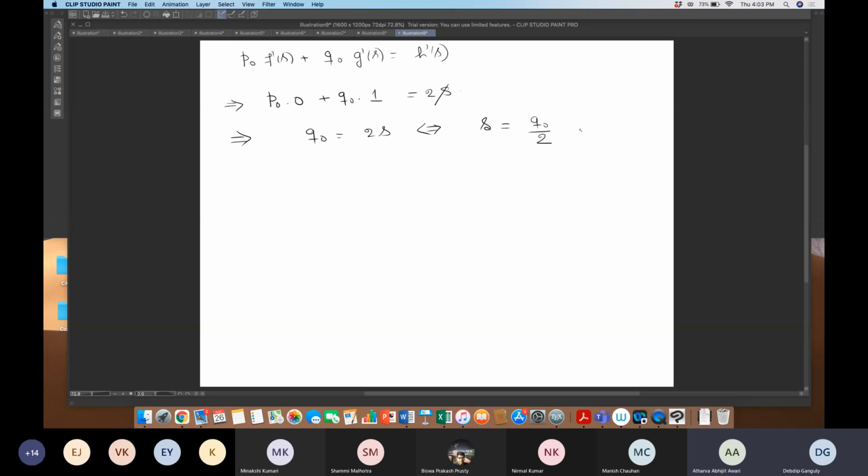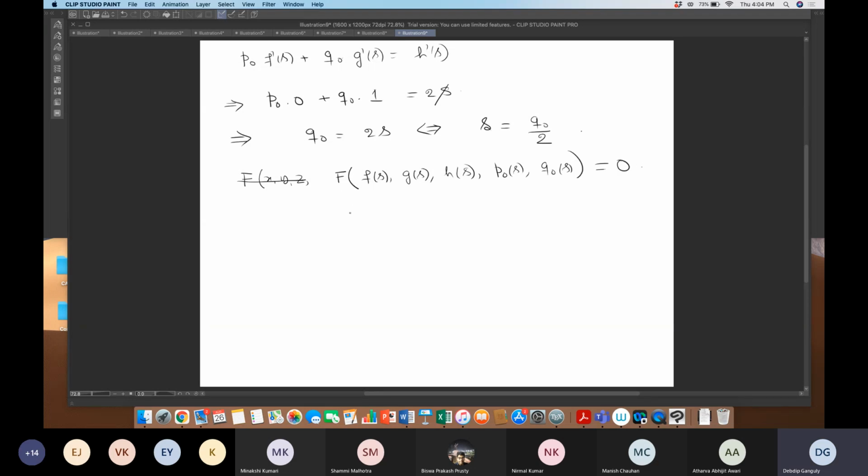Now how to find Q naught? You know that f of x, y, z, p naught s, q naught s, evaluated at the point (s, 0) is (fs, gs, hs), and has to be equal to 0.